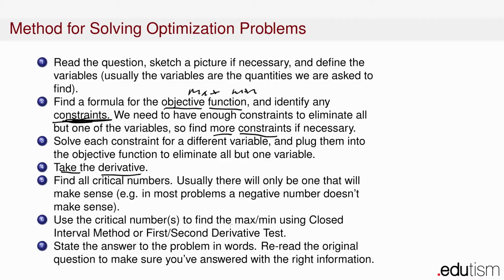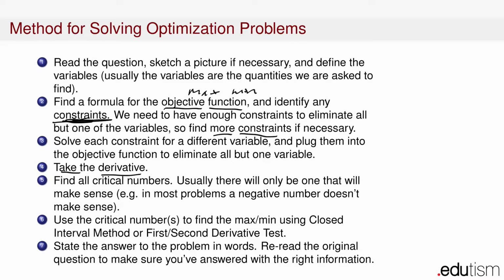Basically, we can use the closed interval method if the interval is closed. If the interval is open, we use the first or second derivative test. If there's only one critical number and it's a local maximum, it's an absolute maximum, etc. Once we've done this, we're going to need to state the answer to the problem in words. If the problem is phrased in words, we want to answer it in words. It's important here to reread the original question to make sure you've answered with the right information.